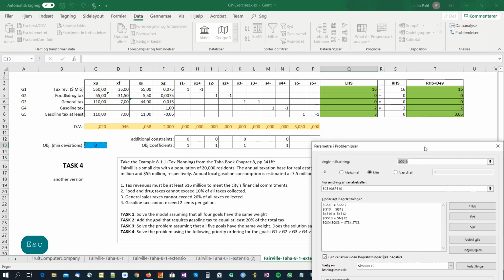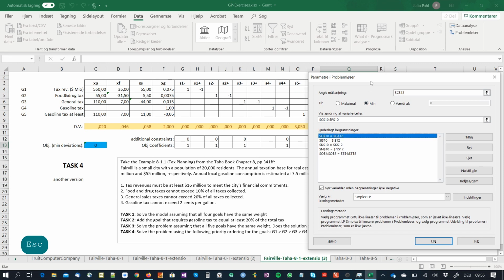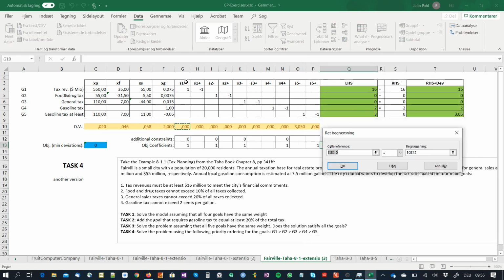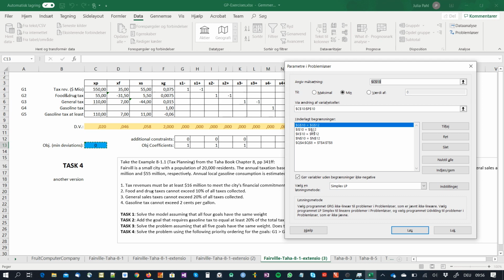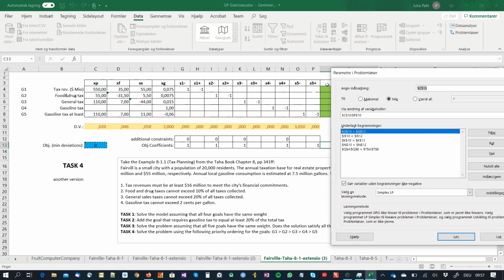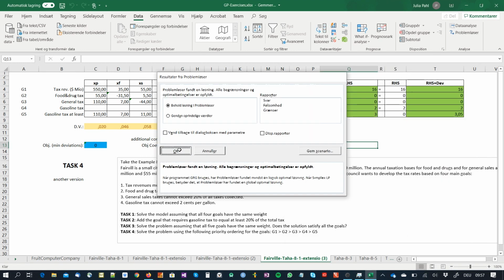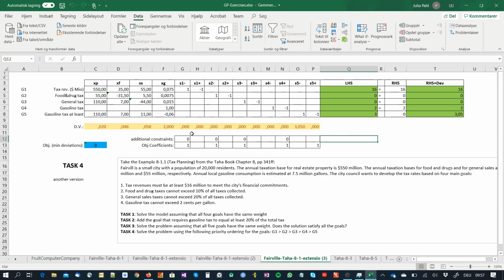So we could leave everything as it is, but we would include now the requirement for the different deviational variables that have higher goals to be zero. And this we do for all four of them. These are the additional constraints, and you can see that none is given for the fifth goal, because that is the one that we want to minimize with the deviation. And if we say solve, then actually we get the optimal solution.